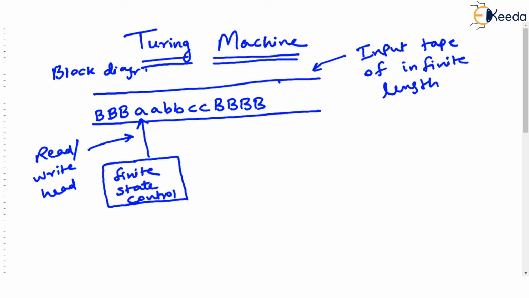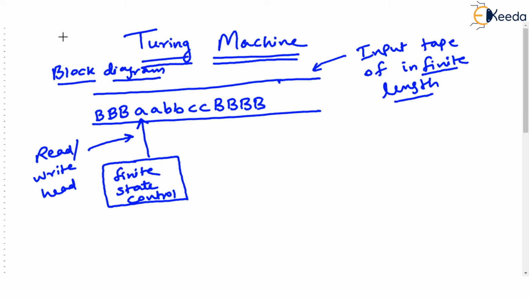Check that the block diagram of a Turing machine has a tape. This is called the input tape. Why? Because the input string that we are going to process is stored on this tape. So our Turing machine is going to read the input from this tape. Now you see, this tape, theoretically, is an infinite tape, infinite length tape.